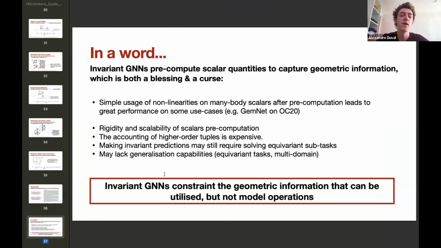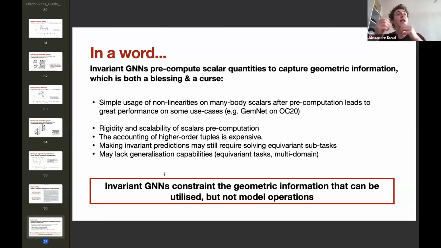So if I wrap it up here, we saw that invariant GNNs pre-compute scalar quantities to capture this geometric information. And this is both a blessing and a curse. It's a blessing because you can use any nonlinearities and any functions to update your representations, and it offers great performance in many use cases. But also the accounting of these higher-order tuples is expensive.